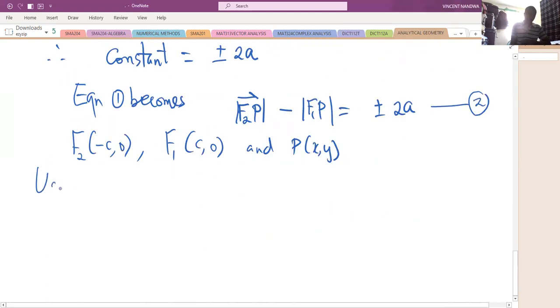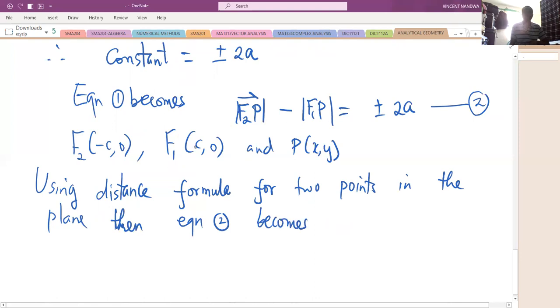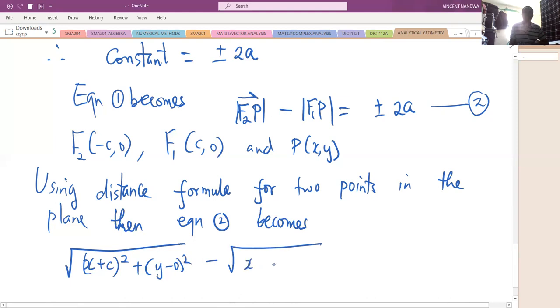So using the distance formula for 2 points in the plane, equation 2 becomes: the distance from F2 to P is simply the square root of X plus C squared plus Y minus 0 squared, minus the square root of X minus C squared plus Y minus 0 squared. And this must give us the right-hand side, plus or minus 2A.